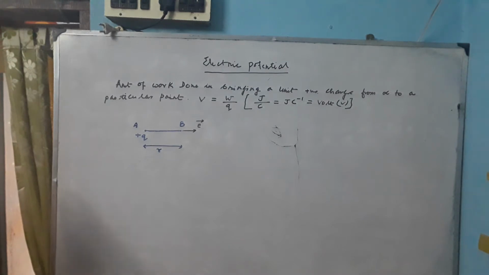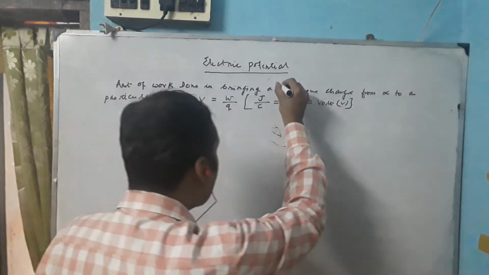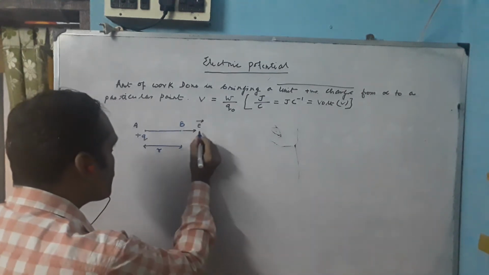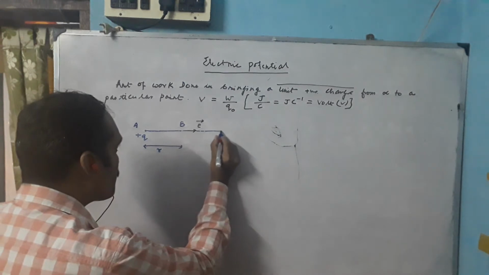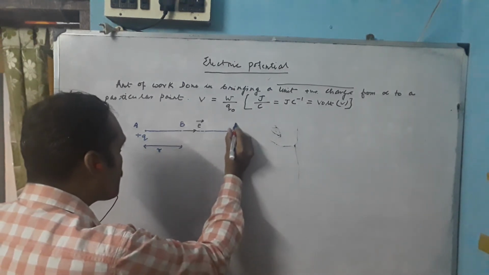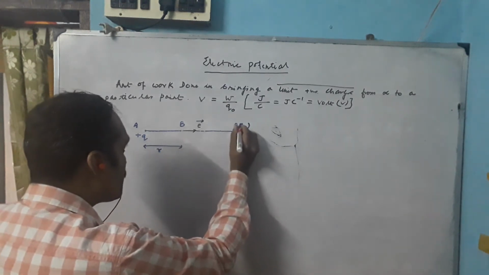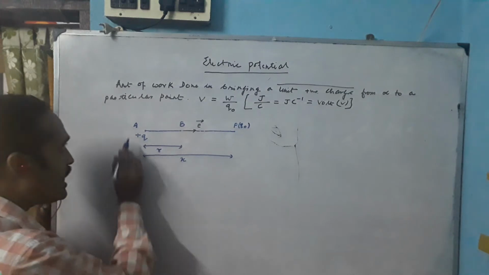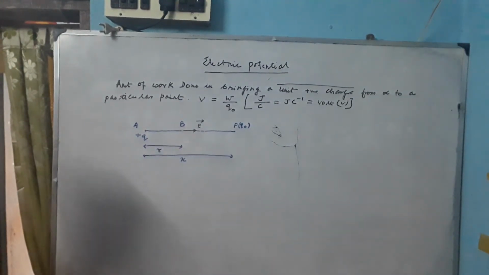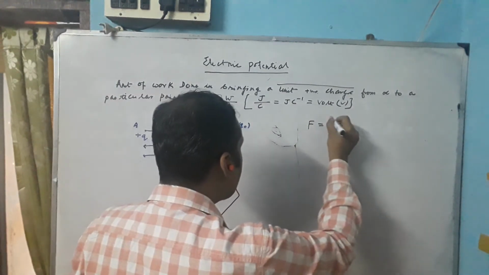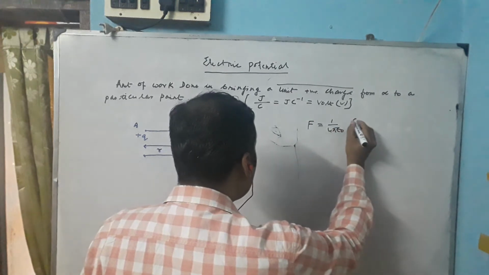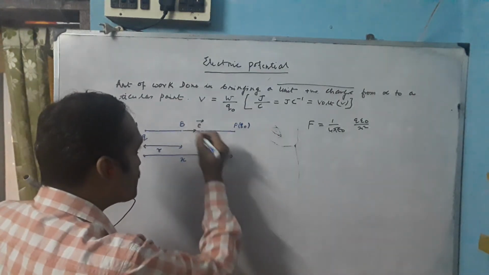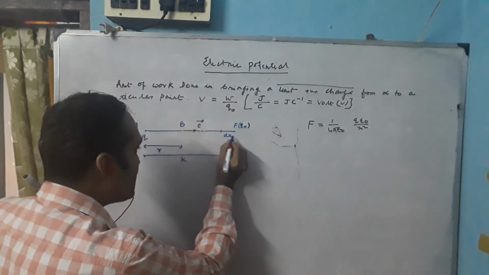So, generalizing the formula, we can write this unit positive charge as Q0, and let us consider that somewhere here Q0 is placed, which is at a distance x from the main charge A. So can we say that the coulombic force of repulsion is 1 by 4 pi epsilon 0 Q0 by x square.